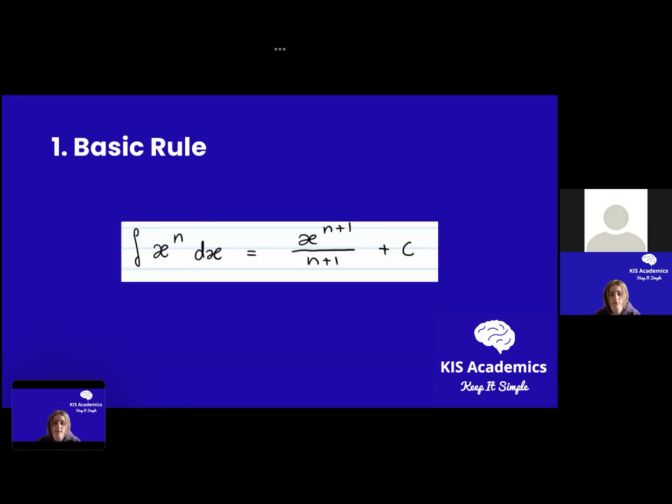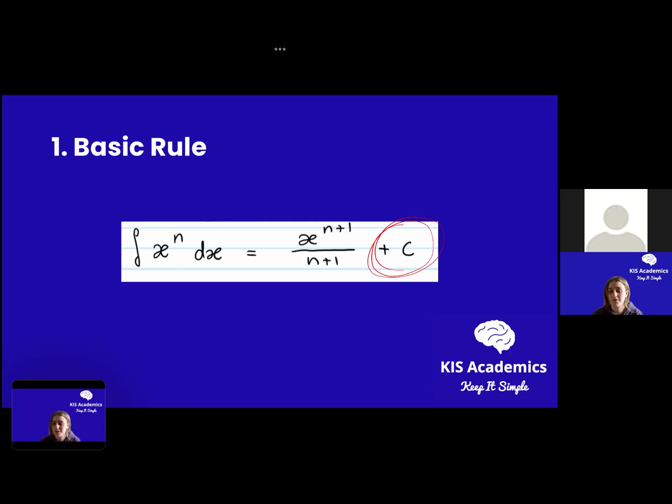So the basic rule, it's the exact reverse of differentiation. When we differentiate something, we bring the power down and we subtract 1 from the power. So we're doing the opposite of that here. We're going to be adding 1 to the power and then dividing by our new power. It's important that you remember that that is your new power and not your old one. And the other thing to remember is your plus C. They will mark you down if you do not include your plus C. So please make sure that you do.